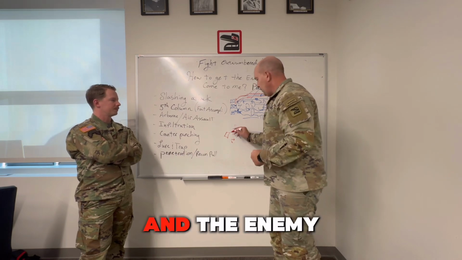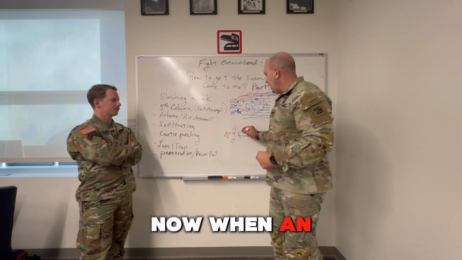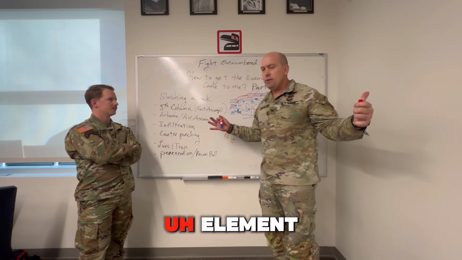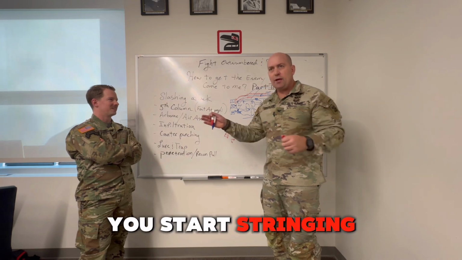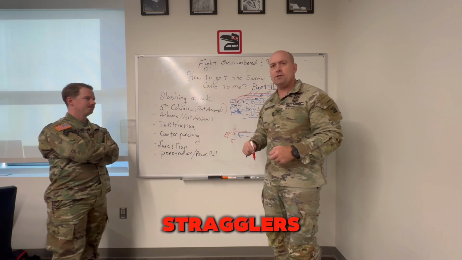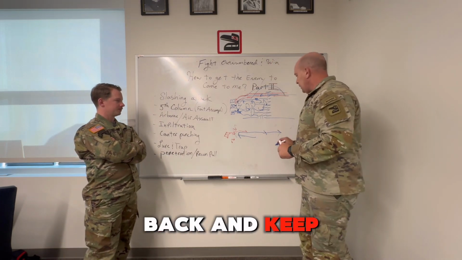Right. And the enemy, thinking they'd won, would follow them. Now, when you follow somebody, do you stay in a cohesive element? No. You start stringing out. You start becoming a column. People get tired. You start getting stragglers. And the Mongols would just keep going back and keep going back and keep going back.